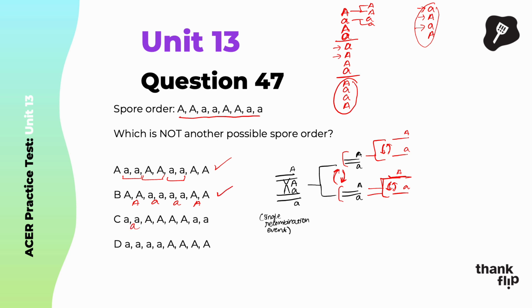Then looking here, we have lowercase, capital, capital, lowercase. And that corresponds to this one here. So this is a possible spore order. Now this one would be lowercase, lowercase, capital, capital. And this doesn't correspond with any of the spore orders that we've got here, right? So it's not a possible spore order, and so D is your correct answer.